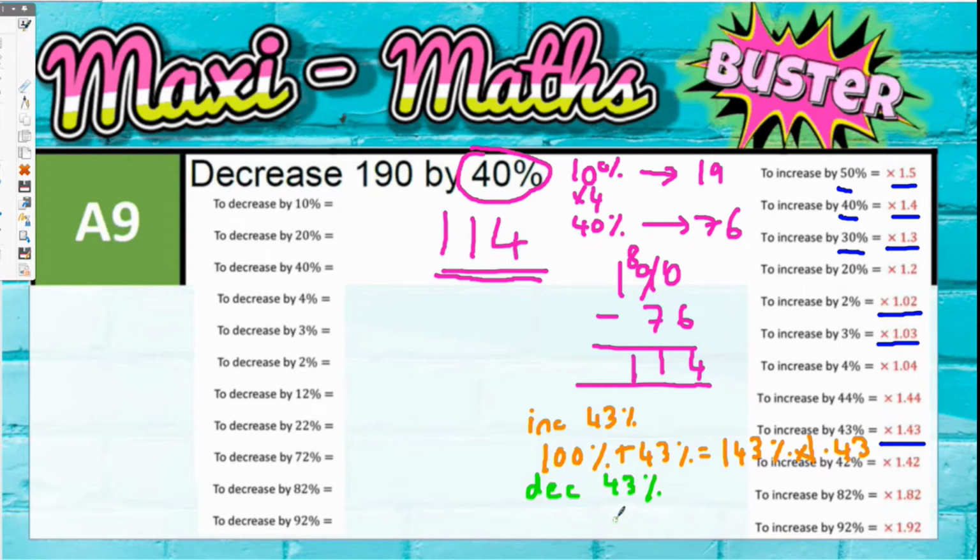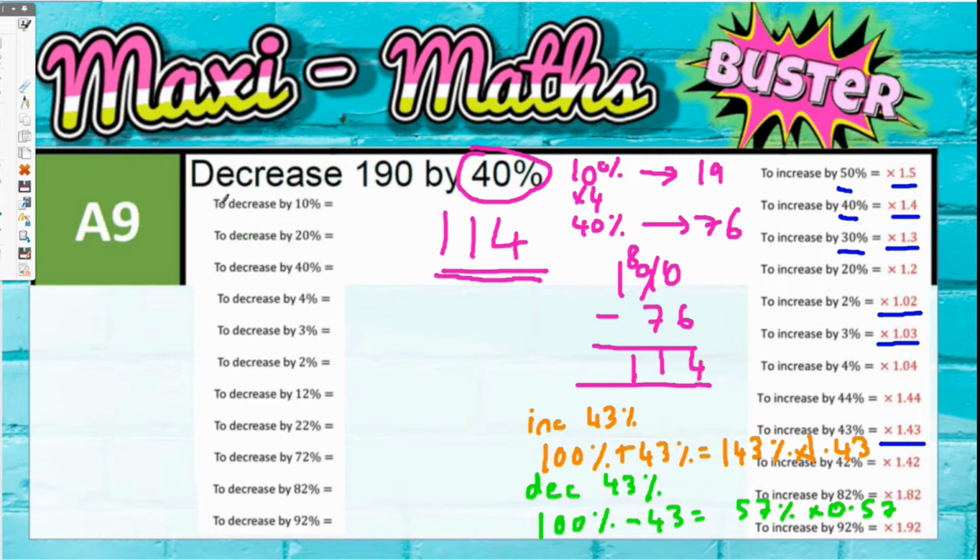If you were decreasing by 43%, you would do it in a very similar way, but instead of doing 100 add 43, you would do 100 subtract 43. And 100 subtract 43 would leave you with 57% left. And 57% left of what you started with as a decimal is 0.57. So a 43% increase, the multiplier is 1.43. A 43% decrease, the multiplier is 0.57.